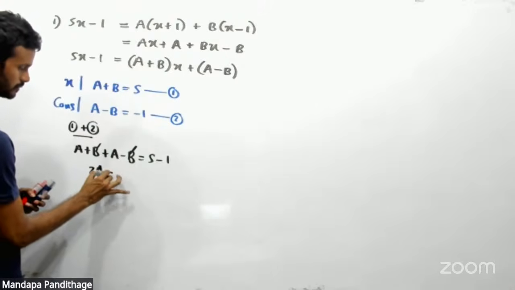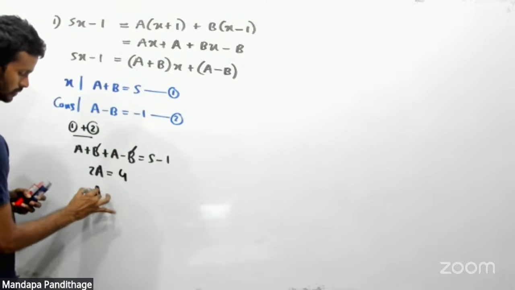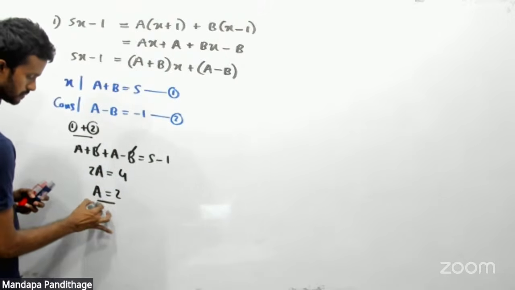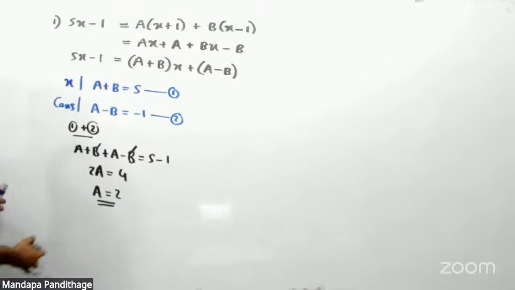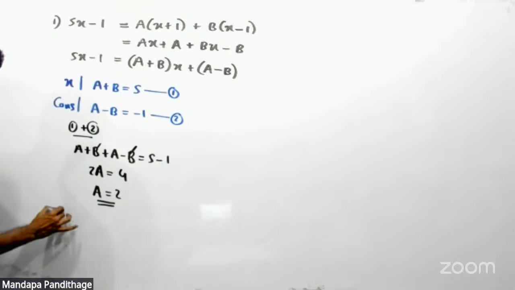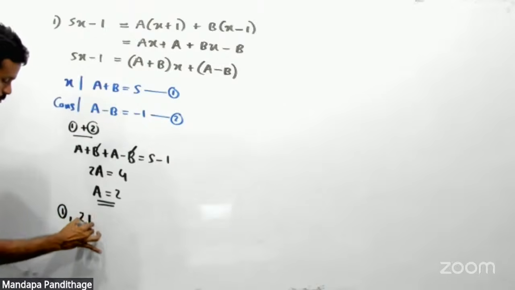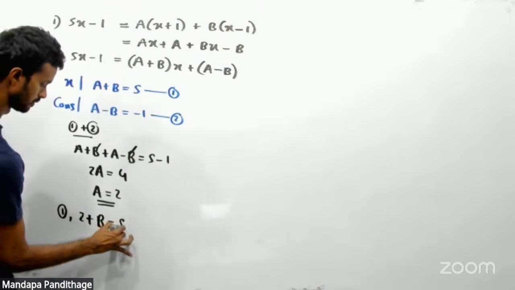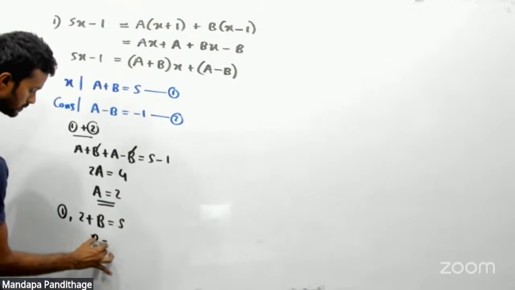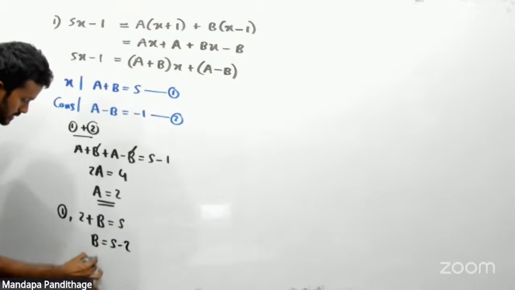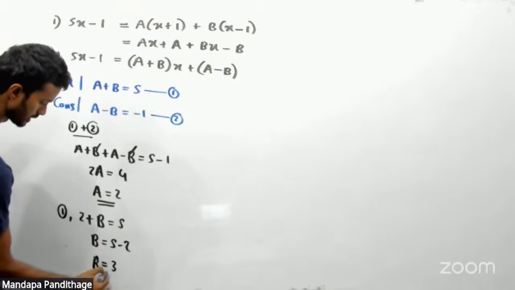2a is equal to 4. So a equals 2. And then after finding a, you can substitute and get the other answer. First one, a is 2, 2 plus b is equal to 5. B is equal to 3. So that's the first method, comparing coefficients.